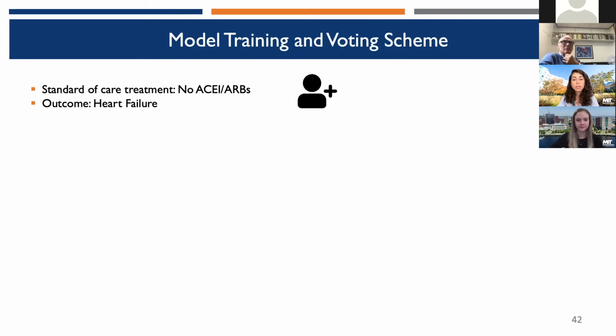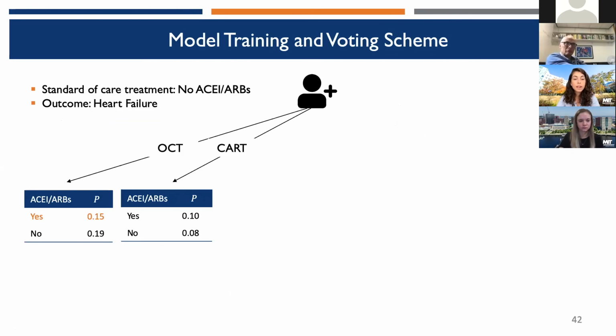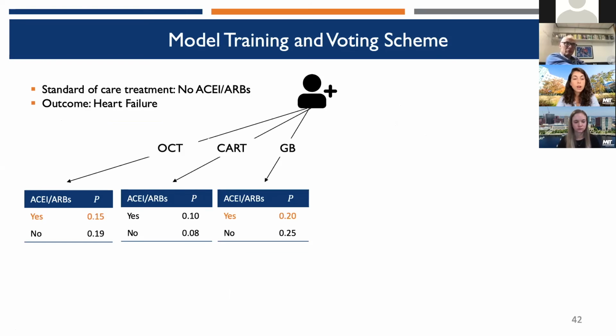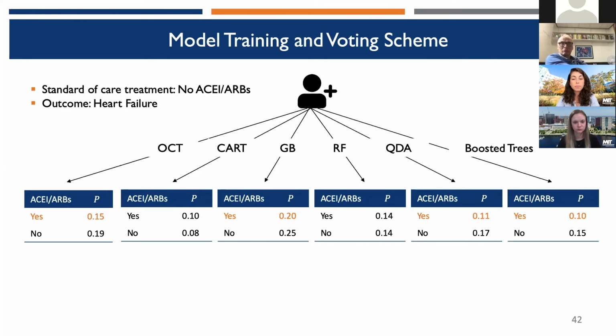Now let's go back to the example of Jane. Suppose that we apply a regression compare approach for each one of the different algorithms individually. The optimal classification tree models suggest that ACE inhibitors and ARBs can lead to better outcomes for Jane. But CART suggests otherwise. Gaussian naive Bayes votes in favor of prescribing the medication, which is contrary to what random forest suggests, that does not identify any benefit for Jane by prescribing this class of drugs. However, both quadratic discriminant analysis and gradient boosted trees recommend the use of ACE inhibitors and ARBs.